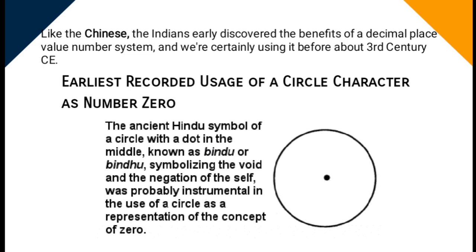Like the Chinese, the Indians early discovered the benefits of a decimal place value number system, and were certainly using it before about the 3rd century CE. So this is the earliest recorded usage of a circle character as number 0. The ancient Hindu symbol of a circle with a dot in the middle, known as Bindu, symbolizing the void and the negation of the self, was probably instrumental in the use of a circle as a representation of the concept of zero.